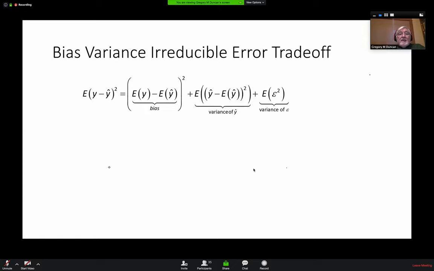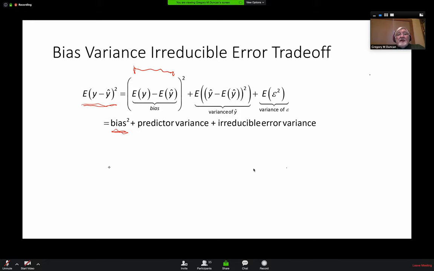The punchline is this. That is, the expected value of y minus y hat squared can be written as the squared difference in the expected value of y hat and the expected value of y. It turns out that's the bias squared. This is the variance. That is, take a random variable, subtract off its expected value, square it, take the expected value of that. That gives you the predictor variance. And then you have the variance of your error. That's going to be called the irreducible error variance. So any mean square error can be broken up into a bias squared, a predictor variance, and an irreducible error variance.